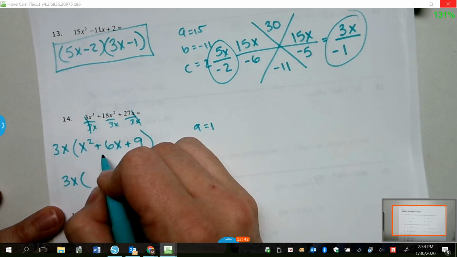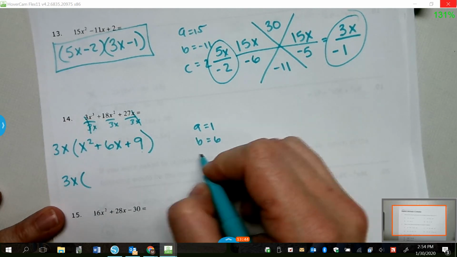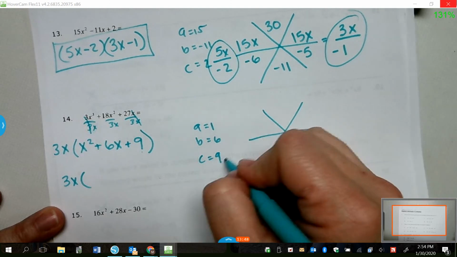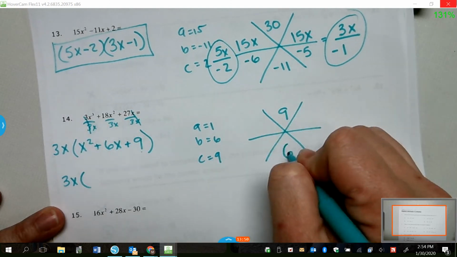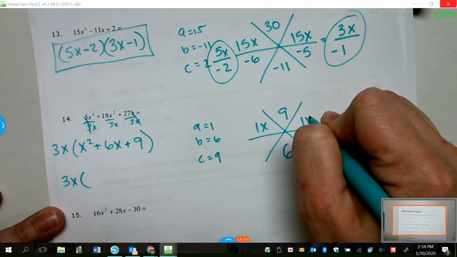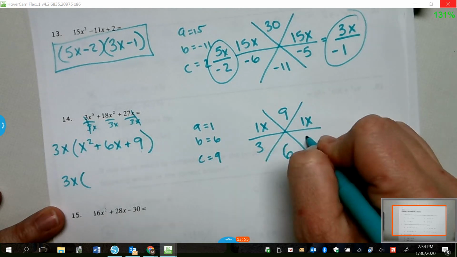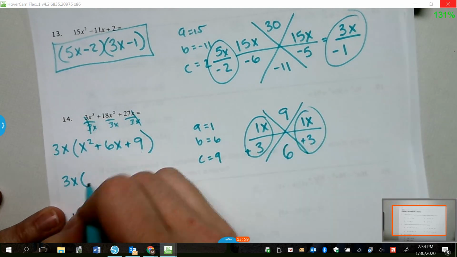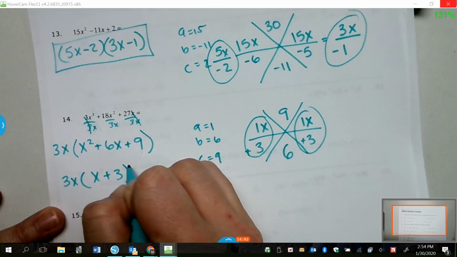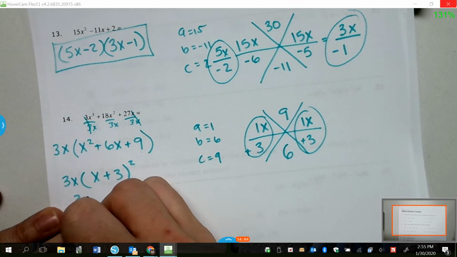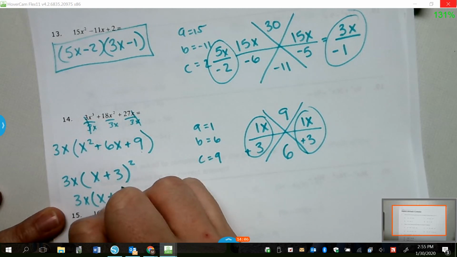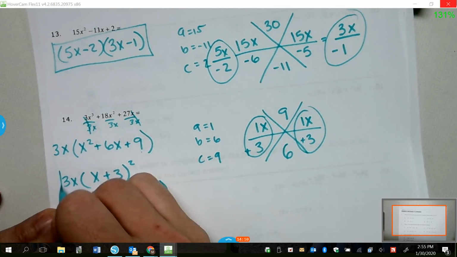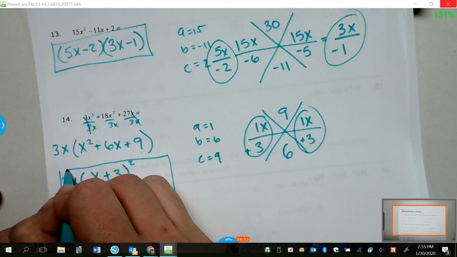So A is 1, B is 6, C is 9. 1 times 9 is 9, B is 6, AX, AX. Well, 3 times 3. I want you to realize these match. So that's when I can write x plus 3 squared, or I could rewrite it 3x, x plus 3, x plus 3. Either of those. They mean the same thing.